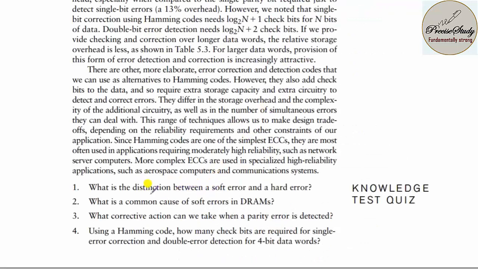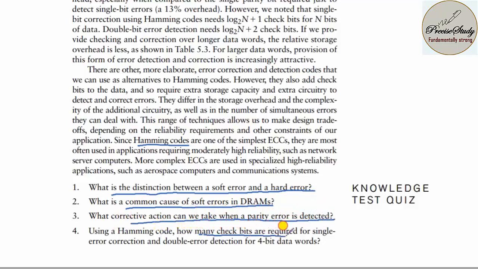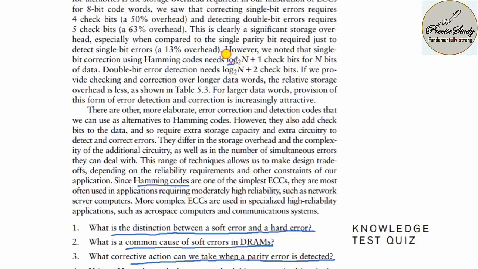Able to follow? See, the first question they have given is, what is the distinction between a soft error and a hard error? What is a common cause of soft errors in DRAMs? What corrective action can be taken when a parity error is detected? Using Hamming code, how many check bits are required for single error correction and double error correction for a 4-bit data word? For this, the answer they have given here is log of n plus 1 to the base 2, and log of n plus 2 to the base 2. These things are very important. Please go through it.